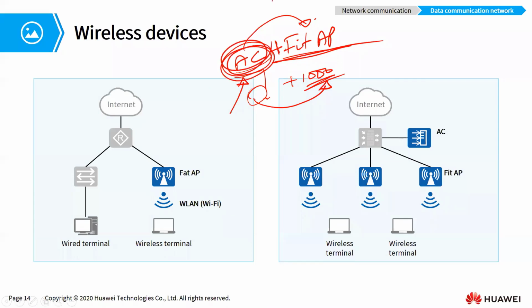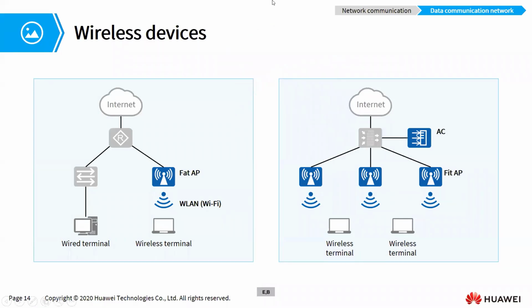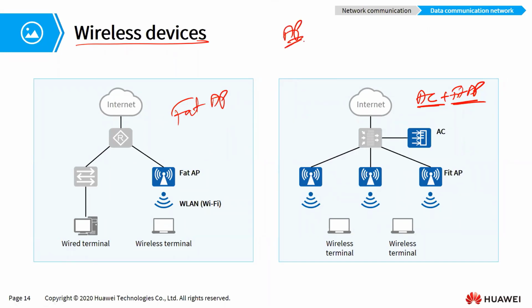Now, this means that we have the FAT access point deployment and we have the AC plus fit access point deployment. Note that a fit access point must work with an access controller. Talking in particular about Huawei wireless devices, our access points work in 3 modes. The access point can work as a FAT access point. It can work as a fit access point. It can also work as a cloud-based access point.